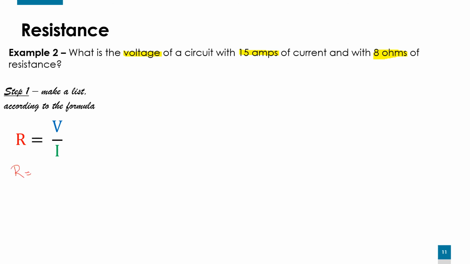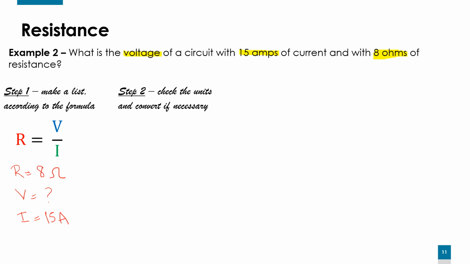Resistance, I have, yes, so 8 ohms. Voltage, I don't have. And current, 15 amperes. Step 2, check the units. Resistance in ohms is right. Voltage is going to be in volts. And my current in amperes is fine, so I don't need to change anything.